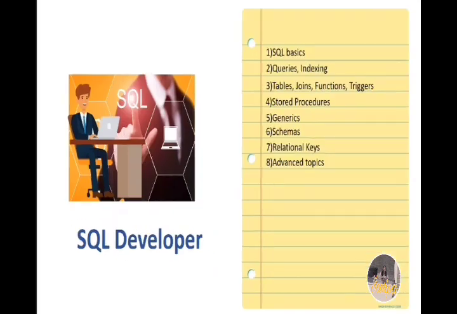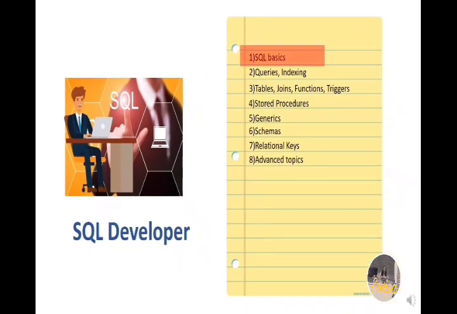SQL is a common thing. It's like a query language. If you are applying for SSAS or SQL developer, then you have to learn these topics. The first topic here is SQL basics, and the second topic is nothing but queries and indexing. The third topic is tables, joins, functions and triggers.